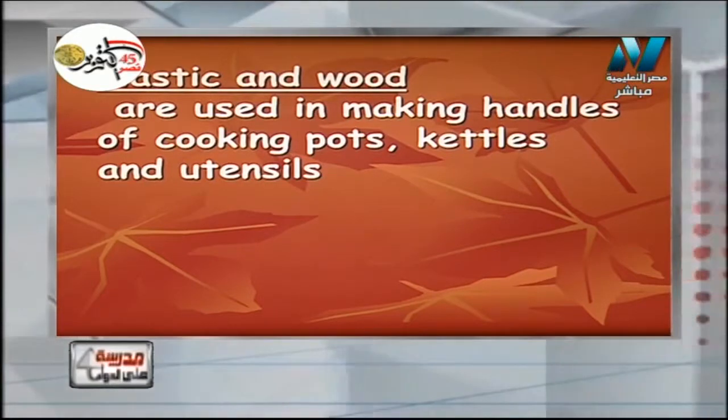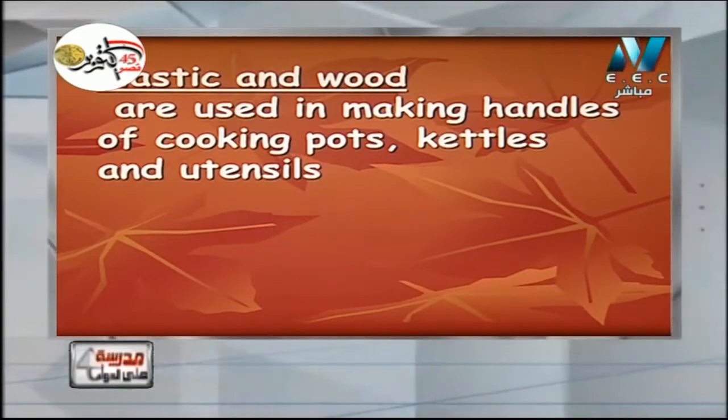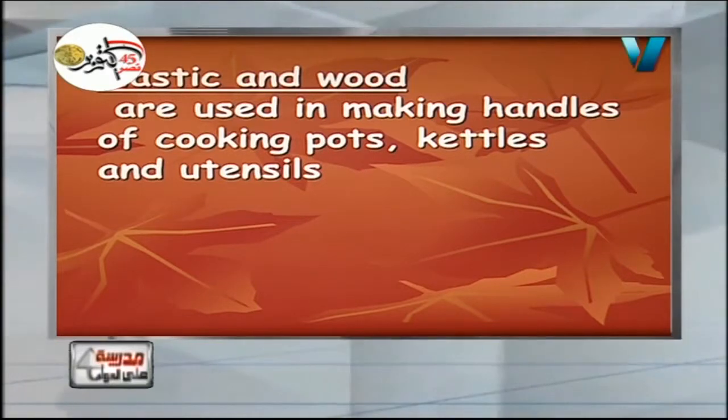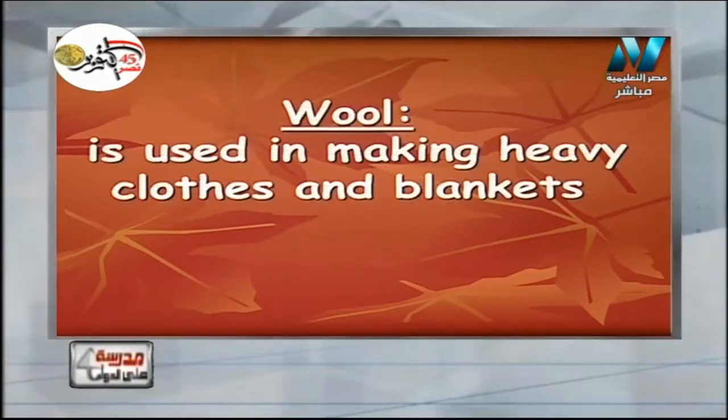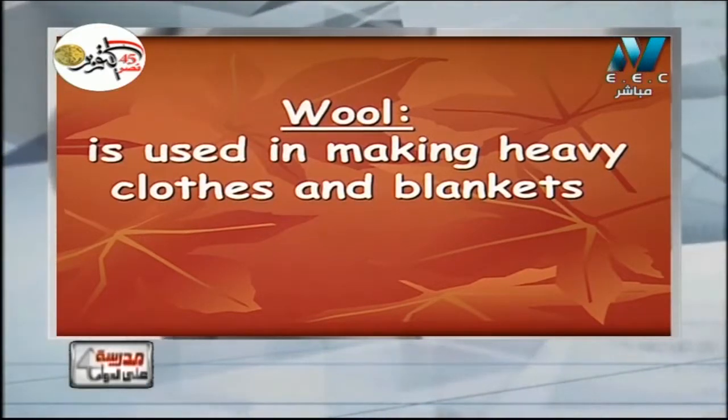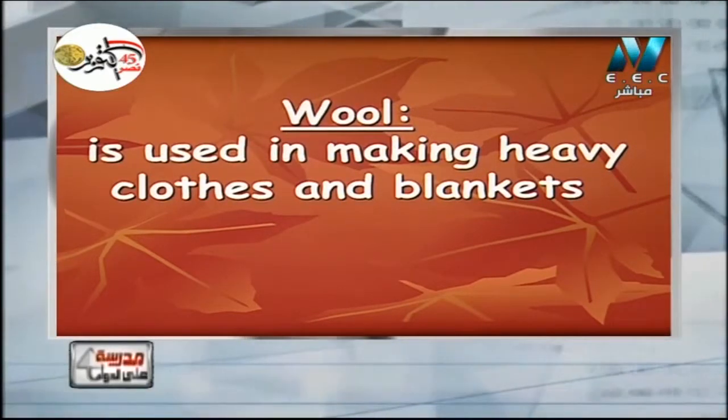يبقى لو قال لي في سؤال give reason we use wood or plastic in making handles of cooking pots because they are bad conductor of heat. Also the wool كمان الصوف بستخدمه في making heavy clothes and blankets because also it's a bad conductor of heat.